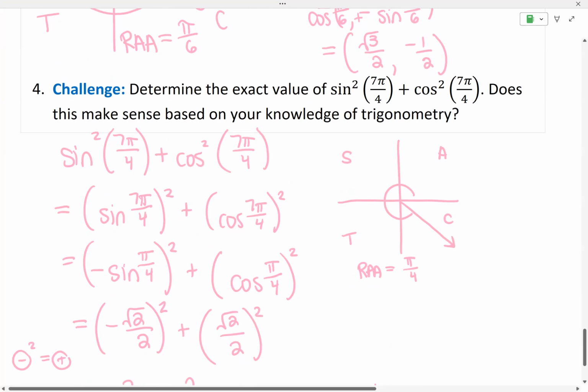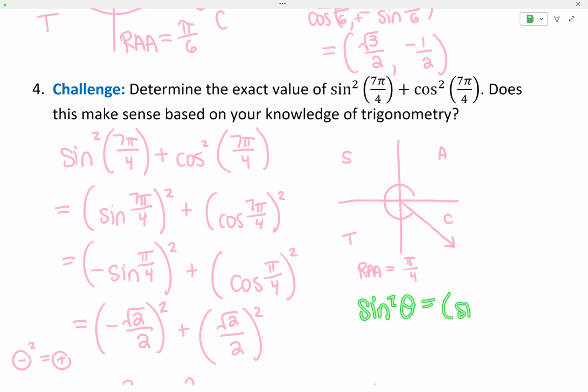This one, keep in mind that if you have something like sine squared theta, that's the same as sine theta all squared. So therefore, if you're doing sine squared of 7 pi over 4, you need to find sine of 7 pi over 4 and square that. Here again, I'm using the fact that pi over 4 is a related acute angle. I also know that it's in the C quadrant because 8 pi over 4 would be the full 2 pi. Then we know it's negative because it's in the C quadrant, so we square these values once we get it.